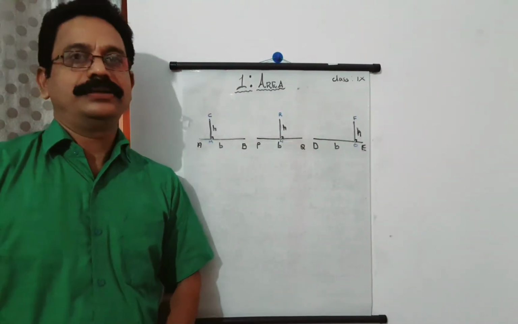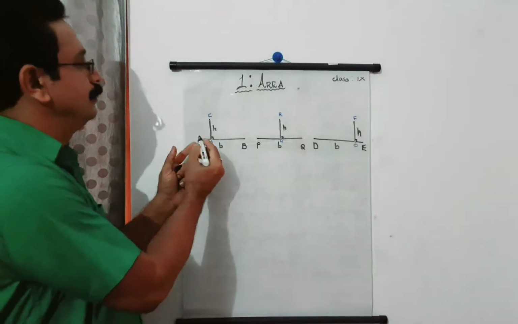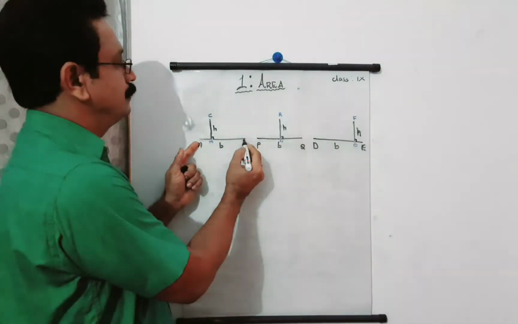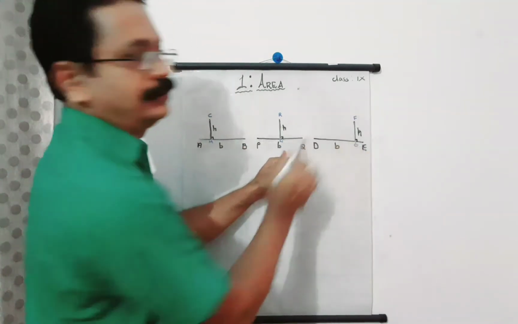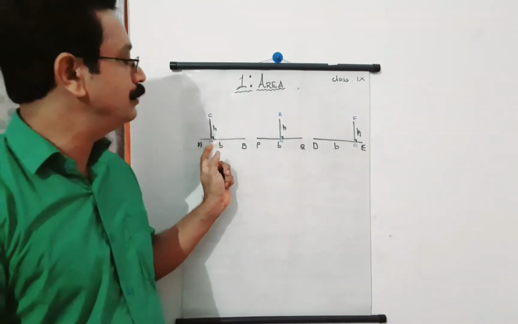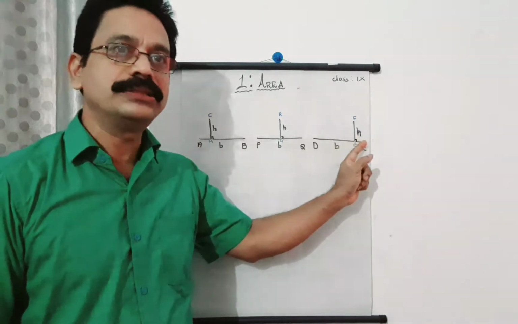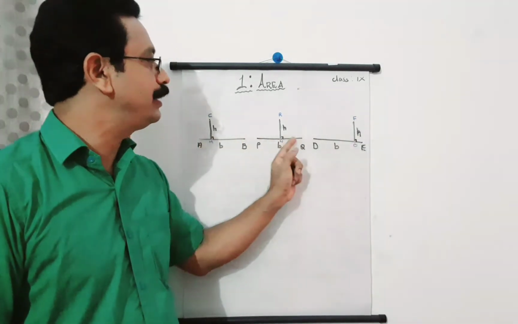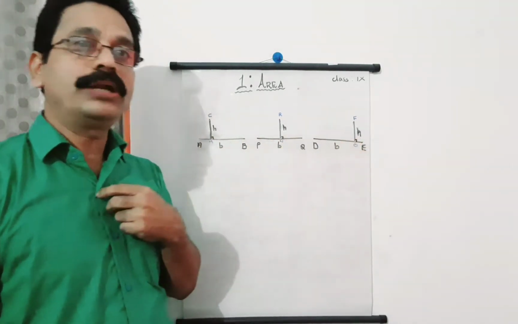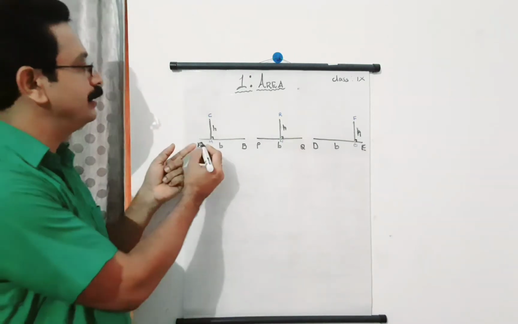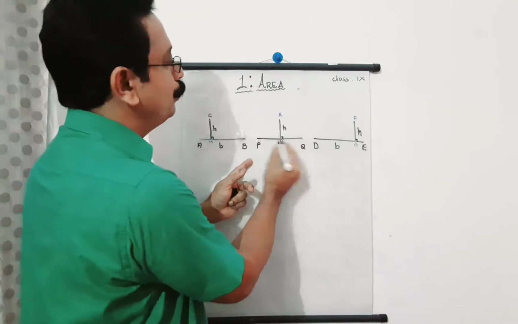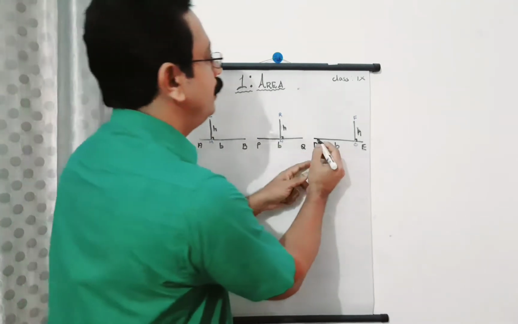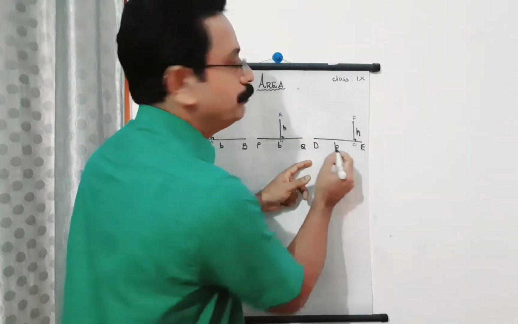Now listen, you can see three lines, AB, PQ and DE. What is special about all these three line segments? They are of equal length. What about length of these line segments? AB is of length b, PQ is of length b, DE is of length b.